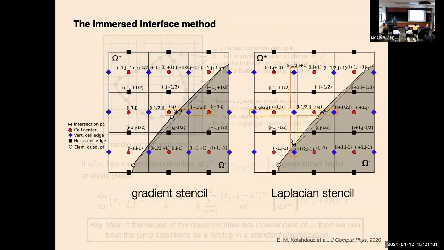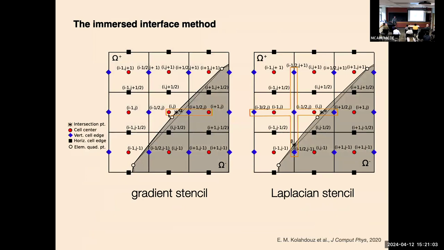And so you need to figure out where the finite difference stencils cross the interface. This is kind of a cluttered figure, but this is showing a staggered grid discretization of the incompressible Stokes equations. So velocities are on the sides of the cells and pressures are at the cell centers.